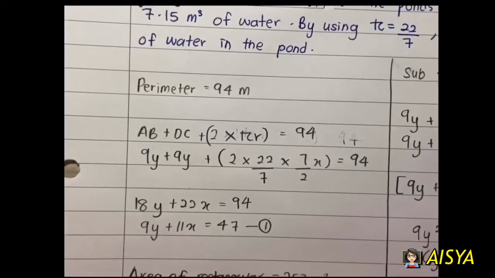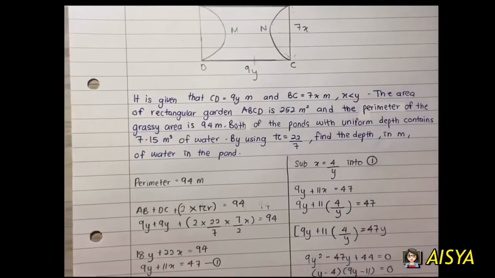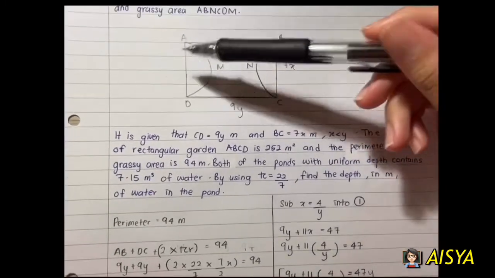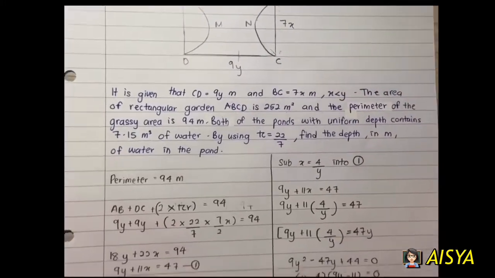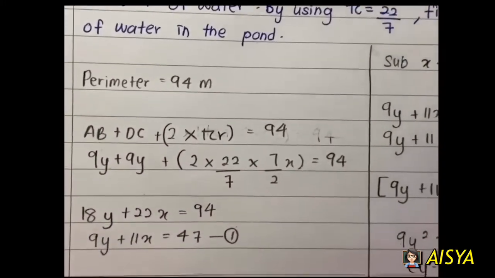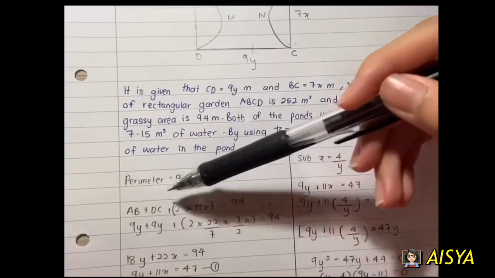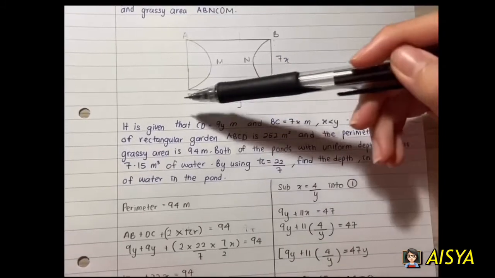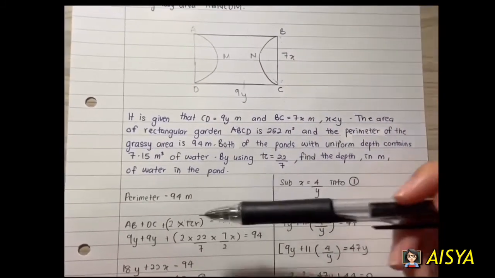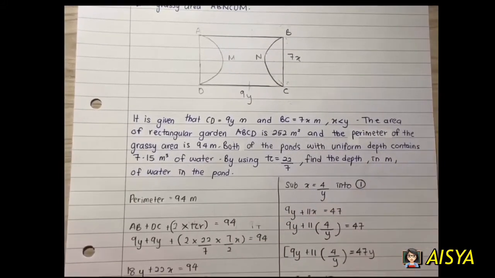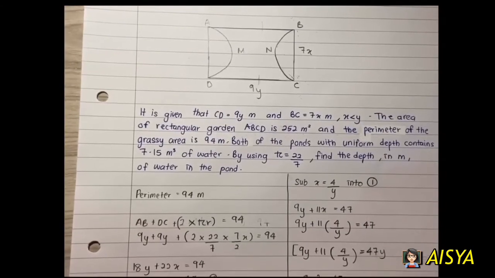So for the first equation, I'm using the perimeter. So we know that the perimeter of grassy area A, B, N, C, D, and M is 94. The formula for perimeter is you have to total up all the sides. So AB, DC, it's the same length because it's a rectangle, and 2 pi r. So we know that 2 pi r is the formula for the circumference of one circle.